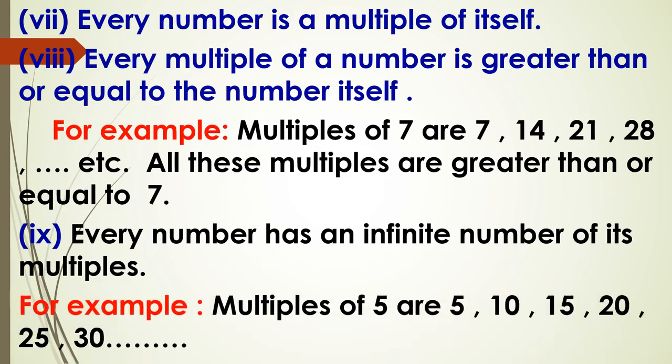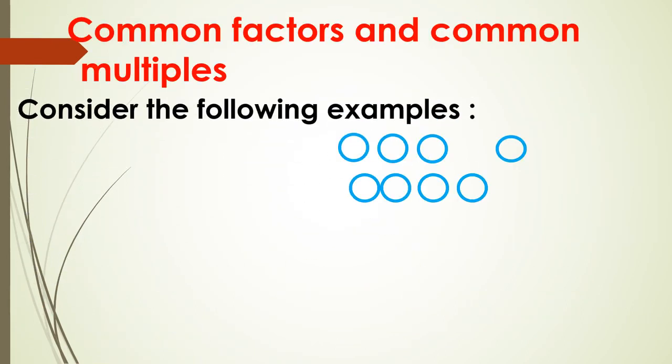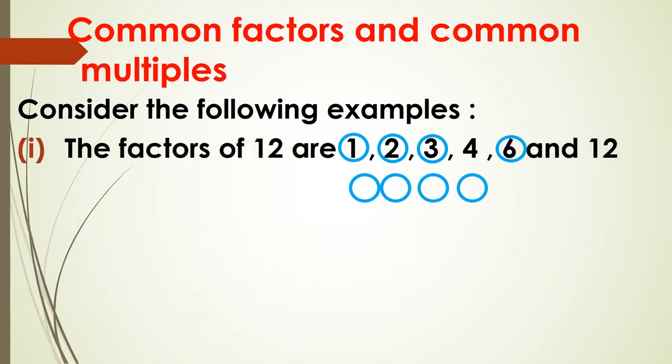Now the next topic that we have to do is common factors and common multiples. Once you have understood how to find the factors and multiples, then it is very simple to understand how to find common factors and common multiples. See one example. Here in this example, we are finding the common factors of 12 and 18.